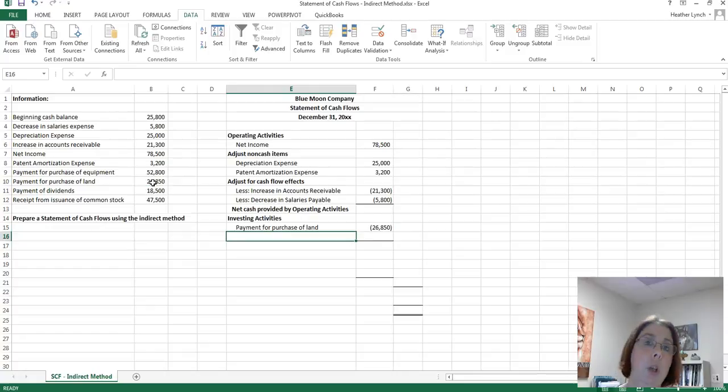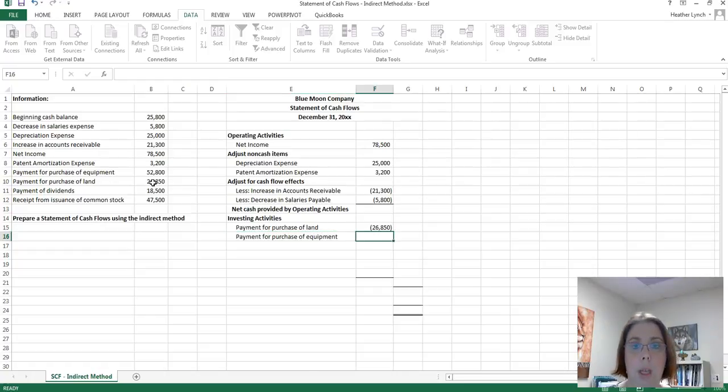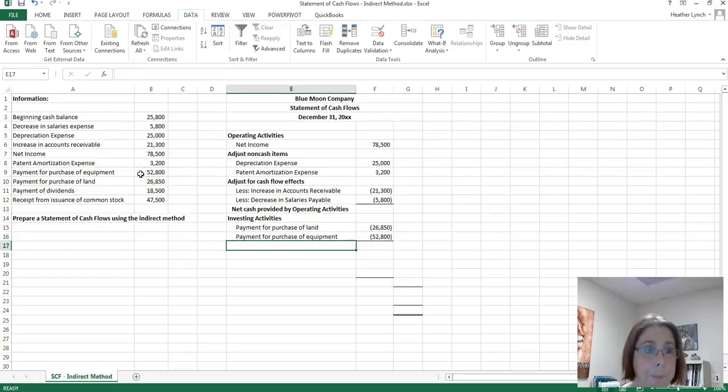We also purchase equipment. That's investing in our company. We may purchase equipment because we have one machine that's not running as well, so it's not as efficient, so let's purchase more equipment. It's investing in your company. Payment for purchase of equipment. We purchased it, so that is a negative $52,800.